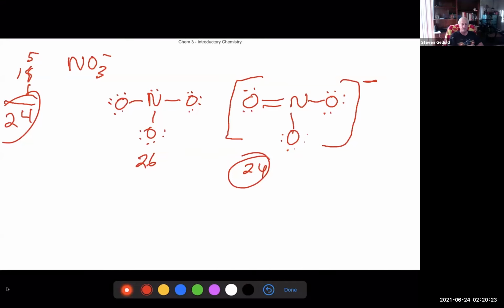Now, these are very stable compounds because these are what's called resonance structures. I could have put my double bond here, or I could have put my double bond here, and it would have been the same thing. So I could have drawn it 3 different ways, which gives you extra stability. It's called a resonance structure. Okay, so those are Lewis structures, and they're fun to do.